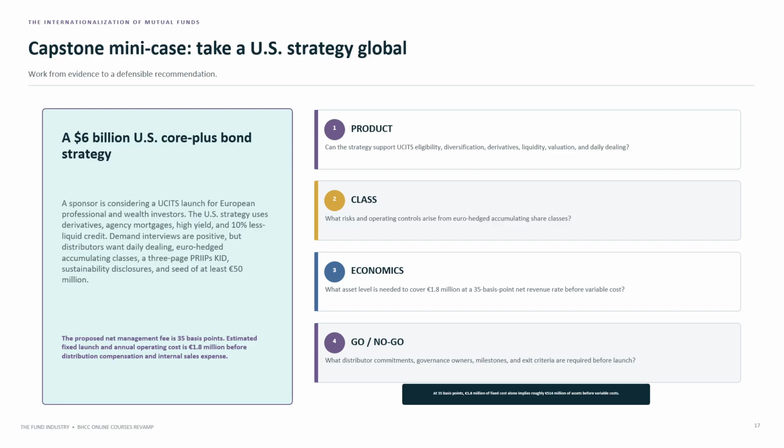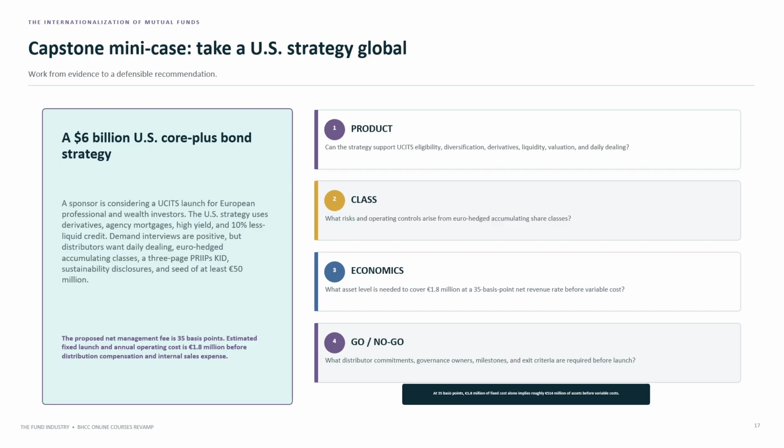Start with product eligibility and investor protection. Can the strategy satisfy UCITS eligibility, diversification, derivatives, valuation, liquidity, and daily dealing requirements in normal and stressed markets? 10% less liquid credit deserves particular scrutiny because investor redemption terms should not outrun the portfolio's ability to produce cash fairly. Next, test the hedged accumulating classes. The sponsor needs FX execution, collateral, class level allocation, NAV controls, disclosure, and monitoring of hedge slippage.